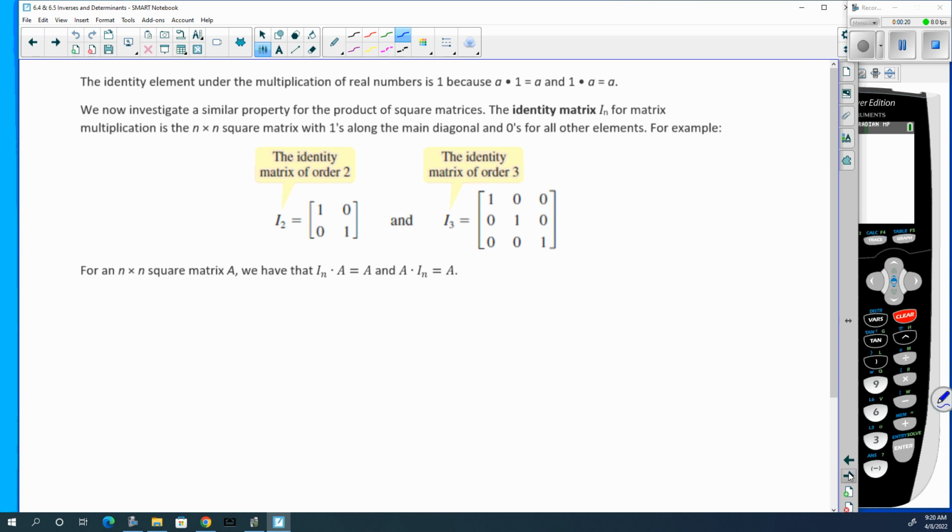So in order to do what's called the inverse matrix, it has to be a square matrix, meaning the rows and columns have to match. It has to be a 2 by 2 matrix, a 3 by 3 matrix, a 4 by 4 matrix. So you have to have a square matrix. Rows and columns are matching.